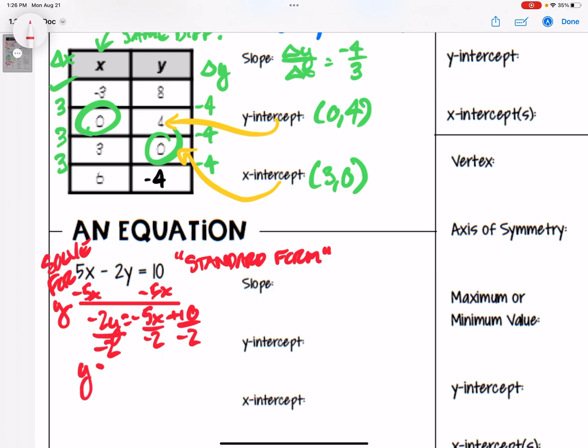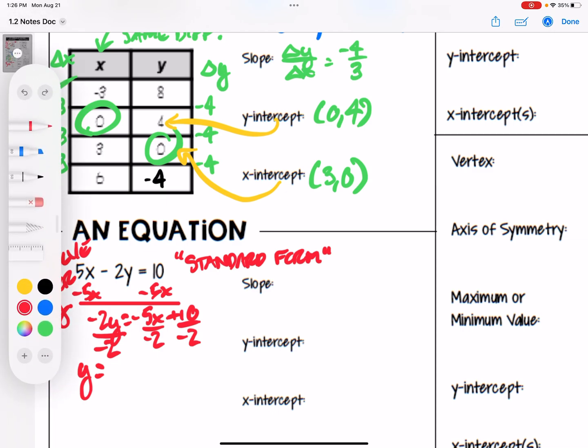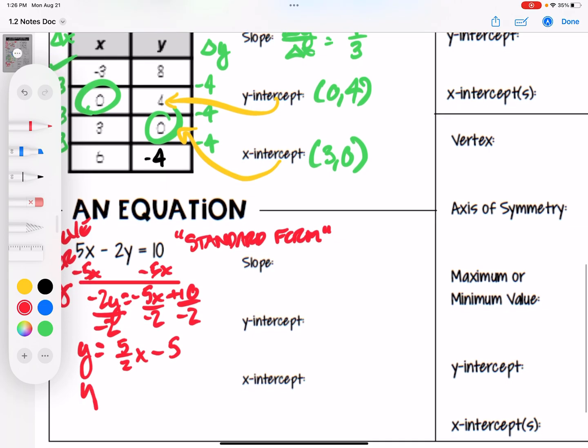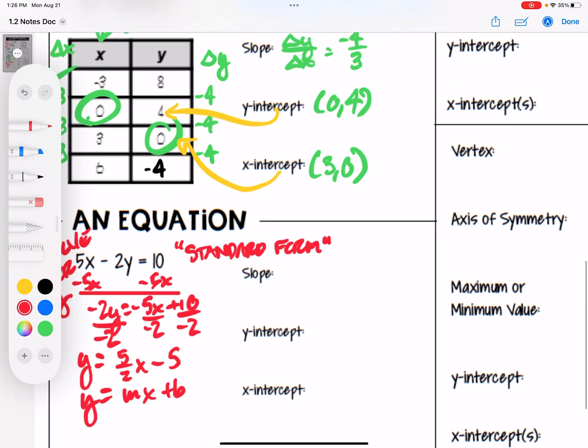That's going to give me y is equal to minus, no, sorry, that's plus, because it's minus 5 divided by minus 2, so minus 5 over 2x minus 5, because it's plus 10 divided by negative 2. Well, there is y equals mx plus b, easy as can be. So the slope is 5 over 2. My y-intercept is 0, 5.